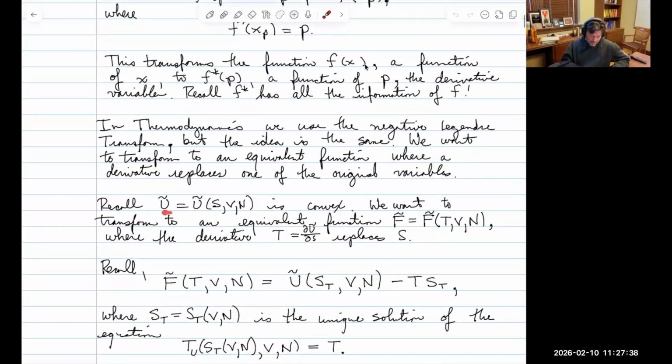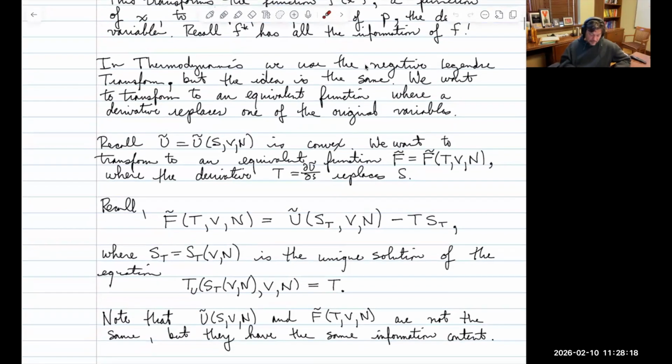We want to transform the energy function, which is a function of S, V, and N, by only exchanging its first variable with its derivative variable. The derivative variable, of course, is the derivative of U with respect to S. That's the temperature function. So we're going to exchange the entropy with the temperature. That's because temperature is an easily controlled thermodynamic variable, whereas the entropy is not. Temperature is easy to control, easy to measure, whereas the entropy is difficult to control and difficult to measure, if not impossible.